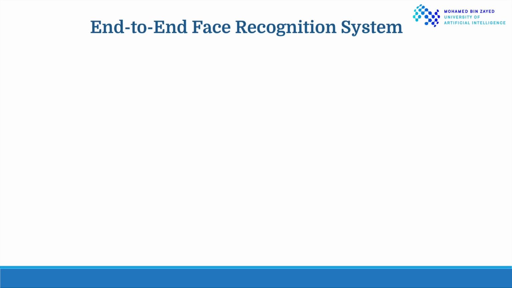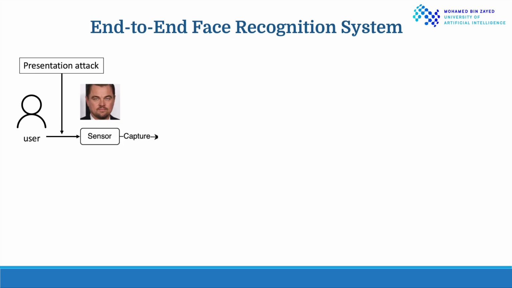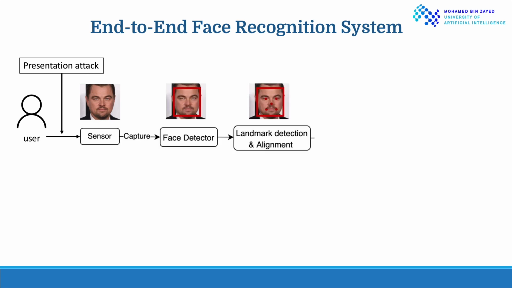Face matching and face presentation attack detection are two parts of a face recognition system. A face recognition system starts with a user who is present in front of a sensor, where there is a potential of presenting a presentation attack artifact to fool the system. Whether it's a genuine user or a presentation attack artifact, a face detector detects the existence of faces in images or videos, and then key points, landmarks, will be identified in the detected faces to align them before matching.